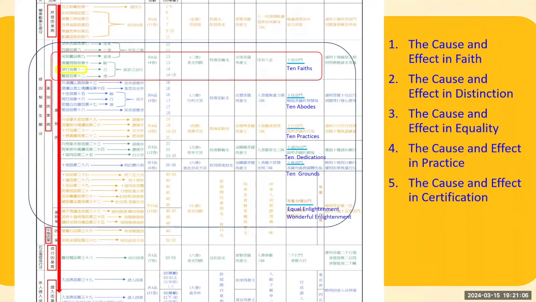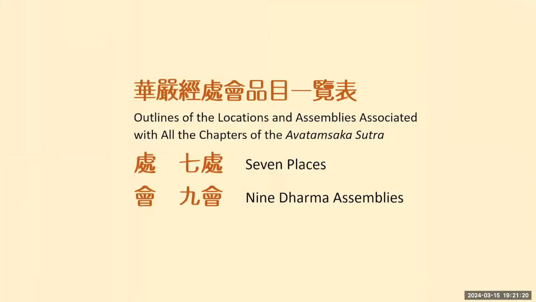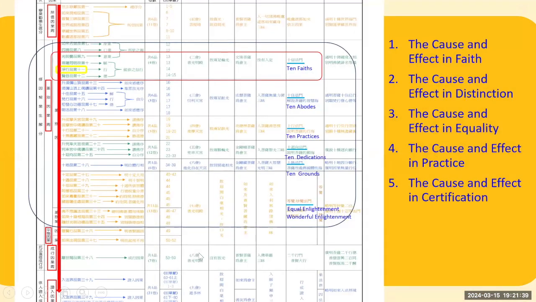Let's start by examining the order of the Pure Conduct chapter in the Avatamsaka Sutra. To get a better picture, we can visit the DRBA Chinese website, where we'll find detailed outlines of the locations and assemblies associated with every chapter of the Avatamsaka Sutra. When we mention locations and assemblies, we're referring to the 7 places where Shakyamuni Buddha compassionately taught the Avatamsaka Sutra to sentient beings in a total of 9 Dharma assemblies.